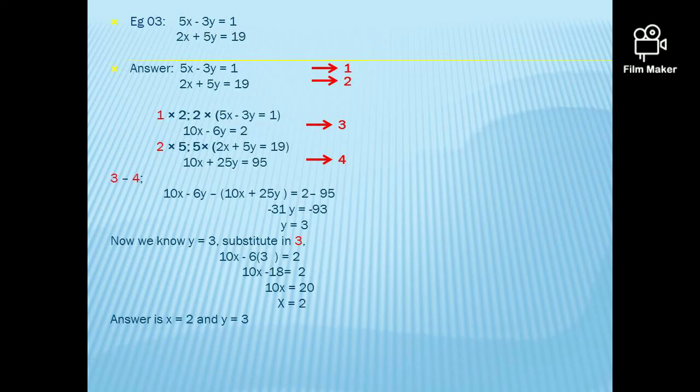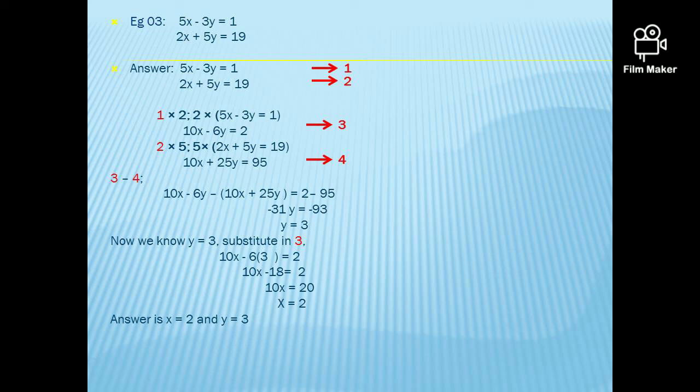Okay children, this is the third example of this exercise. The question is 5x minus 3y equals 1 and 2x plus 5y equals 19. Then I will label these two equations as 1 and 2. With that, multiply the first equation 5x minus 3y equals 1 by the coefficient of x in the second equation, the number in front of x in the second equation, that is by 2.